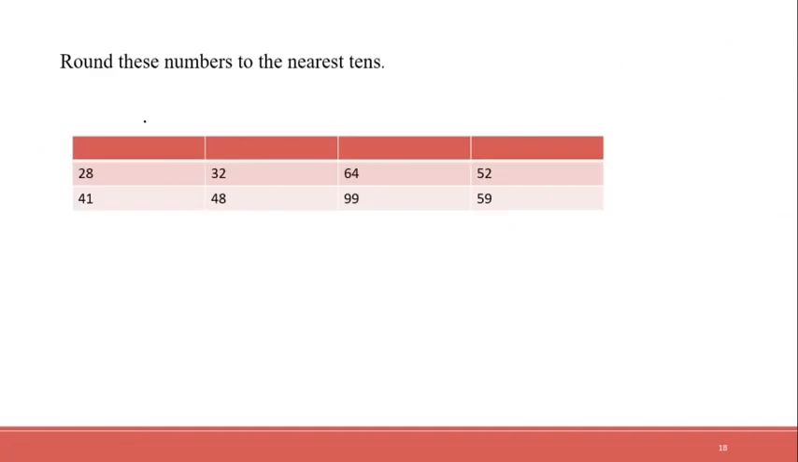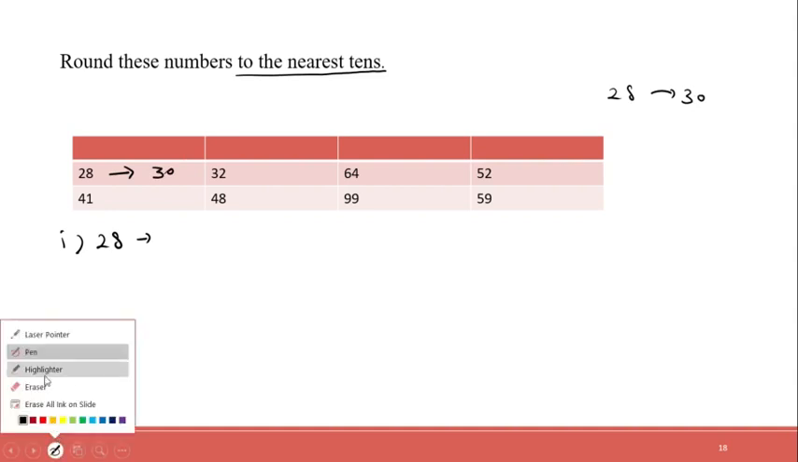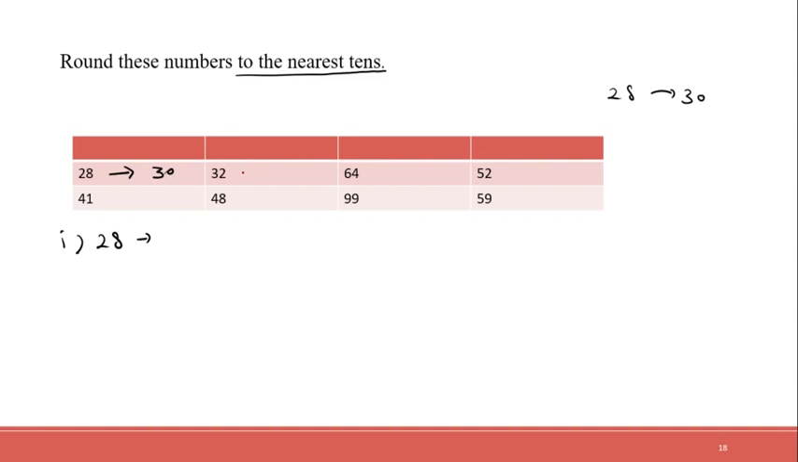Now I have these digits. I want you guys to round them off. First, 28. Tell me this 28. These numbers should be rounded off to the nearest tens. So 28 will be rounded off to 30, right? 30. 32 will be rounded off to 30, because it is nearer to 30.